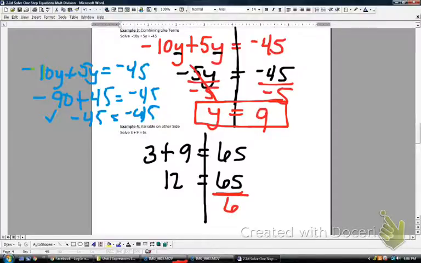So I'm going to divide. I'm going to undo multiplication with division. I'm going to divide by 6. So I have to do the same thing to my brothers. My sisters are left with s. 12 divided by 6 is 2. 9 plus 3 is 12. 6 times 2 is 12, so my solution checks.